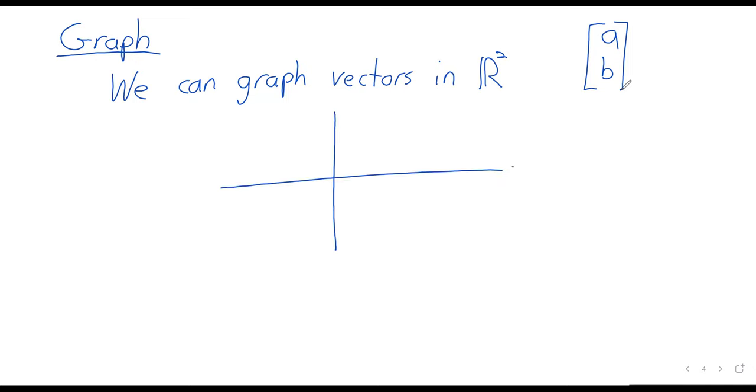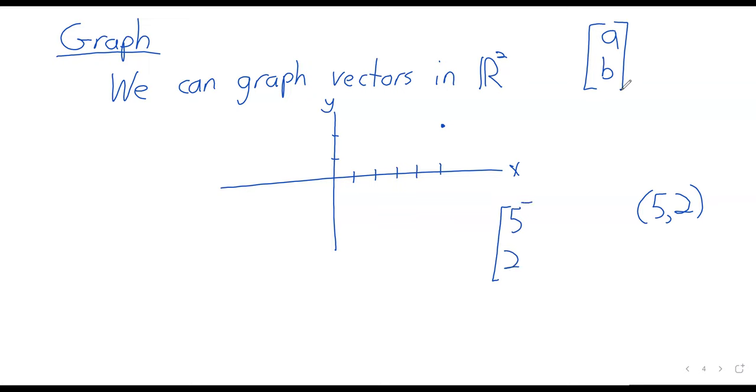I'm talking about the Cartesian plane. If we have an ordered pair of numbers, say 5, comma 2, here's 5, here's 2, here's 5, comma 2. And we graph vectors in a very closely related way.